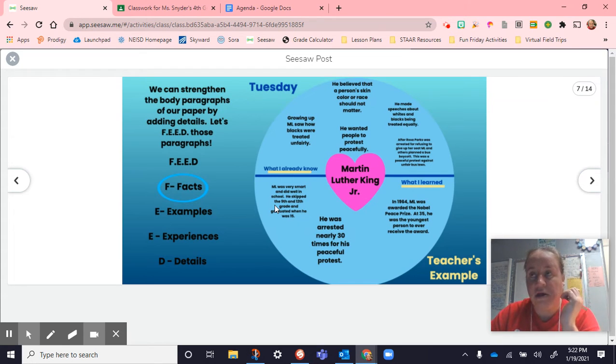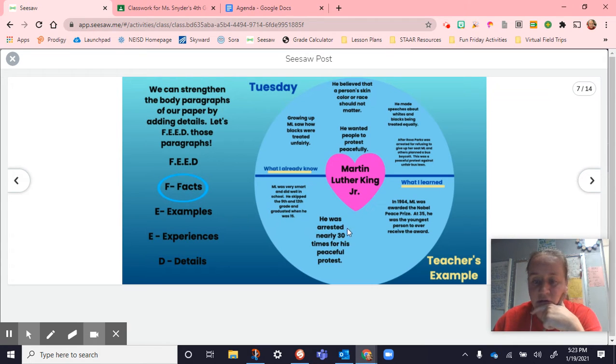If I just say Martin Luther King was smart, that's good. But if I want to really sound like I know what I'm talking about, listen how much different this is when I add in that he skipped grade levels and graduated early. I really sound like I know what I'm talking about. So we want to add those facts in to make it that much stronger. And so when your reader reads your paper, they're like, oh wow, I understand now why she said that he was smart. I knew that he got arrested, but same thing.